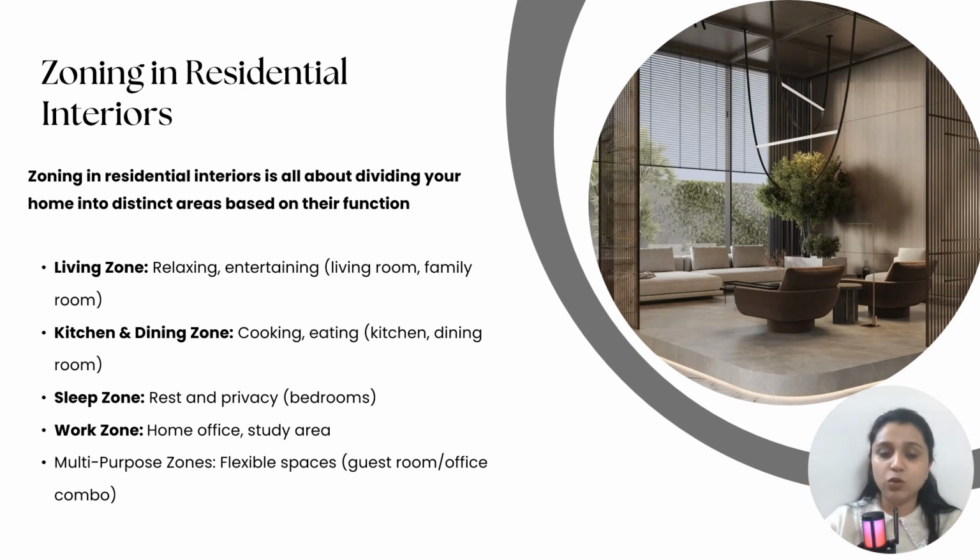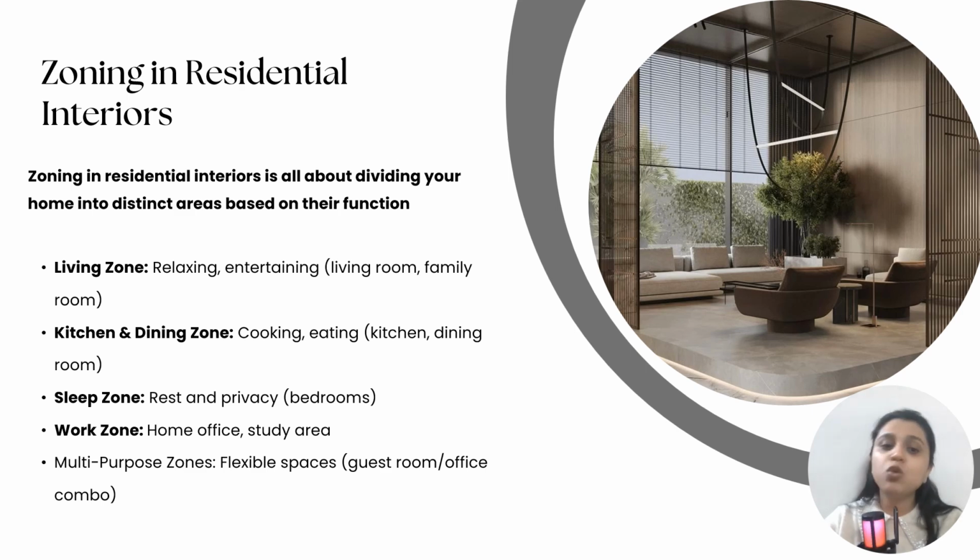Number one is the living zone. For the living zone, we create relaxing, entertaining spaces. So here we are planning comfortable sofas, we are planning entertainment units. So all of that goes into your living zone. Then comes your kitchen and dining zone. Here the focus is on cooking and eating. So we have to provide a comfortable space where people can actually prepare their food with ease and they can sit and enjoy eating their food.